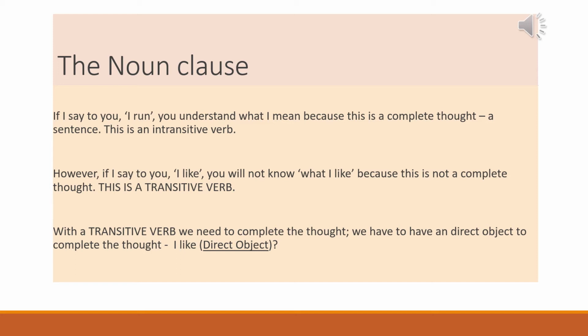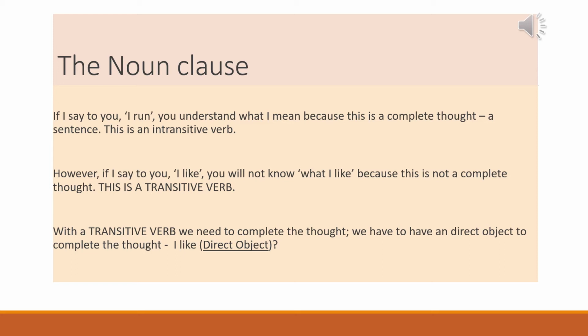However, if you say "I like," subject and verb, the same form, you will not know what I like because this is not a complete thought. "Like" is considered a transitive verb here, so something has to be added to it to complete the thought. And that's the problem with a transitive verb. You have to recognize it's a transitive verb, and then there's different ways you can complete that thought.